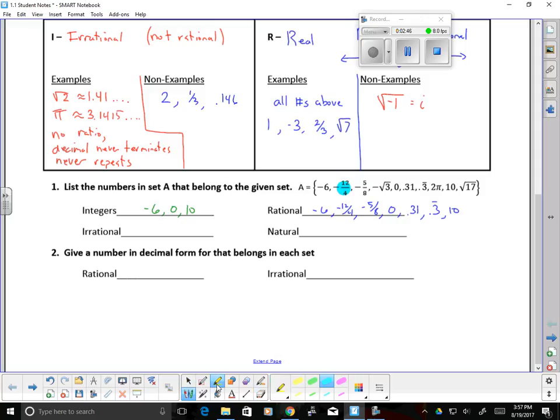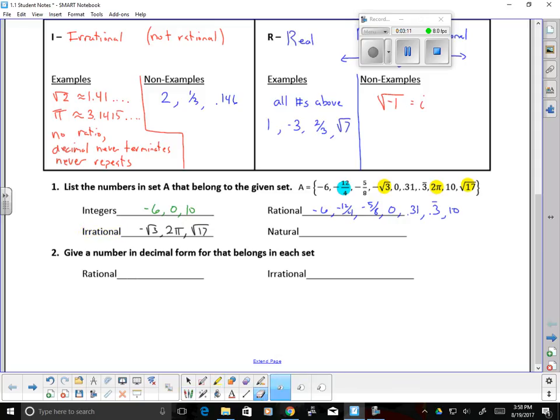All right, so next let's look at irrational. So that cannot be written as a ratio, so we've got this radical, that one, plus the 2 pi. So we're going to have negative radical 3, we're going to have 2 pi, and we're going to have radical 17.